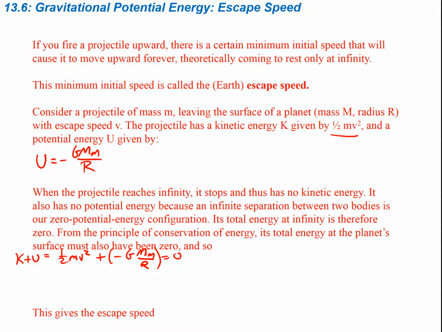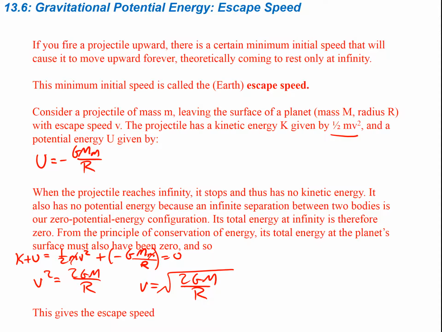So what I would do is, first of all, I can cancel some of these m's out. This m is going to cancel with that m. What you're left with, if I move the 2 over to the other side, you get v squared is equal to 2GM divided by r. Solve for v, and you see that our escape speed ends up being the square root of 2GM divided by r.